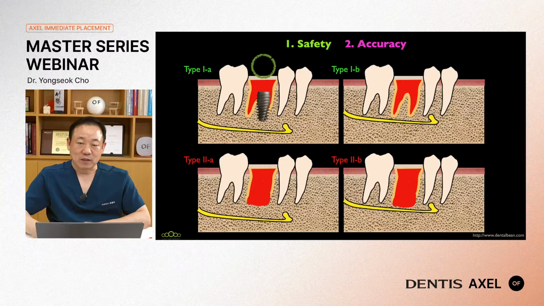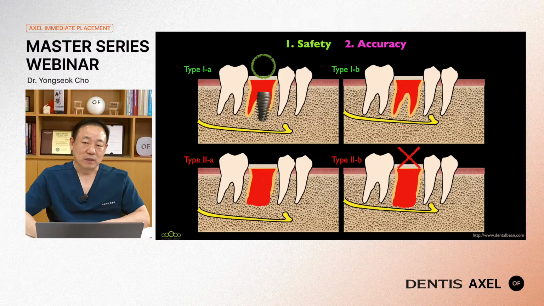Then look at the Type 2B, lower right side. Can you place an implant immediately in a Type 2B situation? Of course, it is impossible. It is impossible.